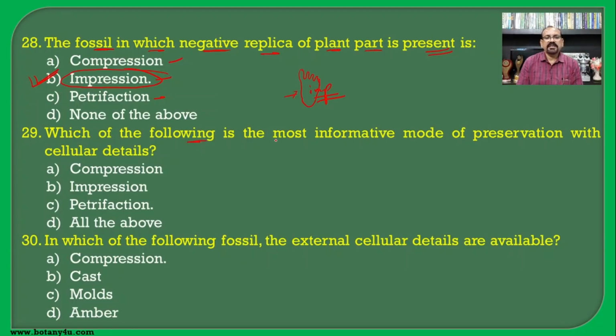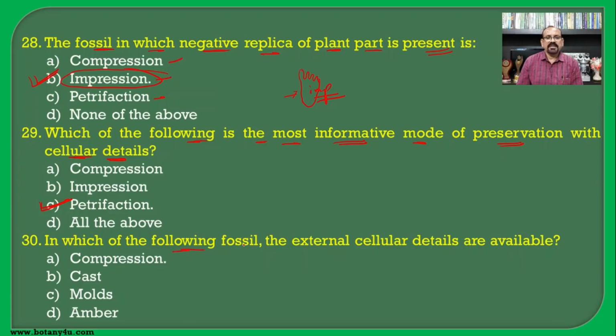Then which of the following is the most informative mode of preservation with cellular details? In an earlier question we have seen that the complete preservation, that is the external and internal details, can be very well observed in the petrifaction type of the fossil, and hence the petrifaction is one of the most informative modes of preservation with the cellular details in the fossilization.